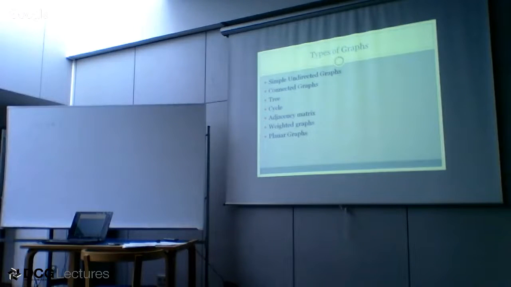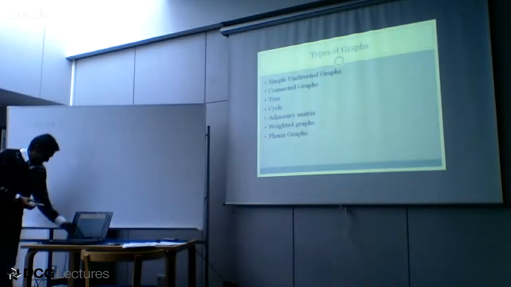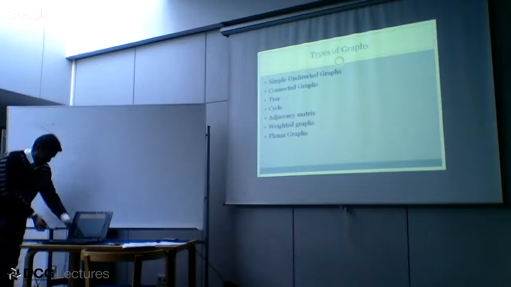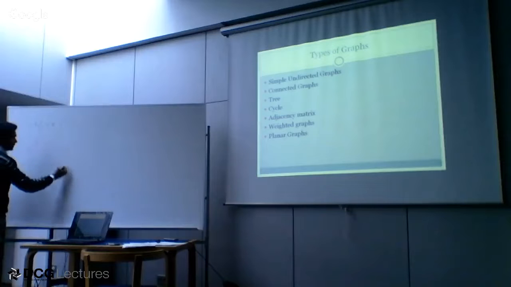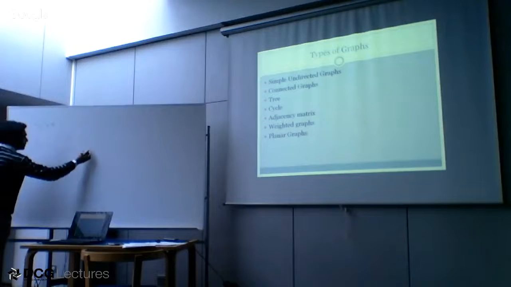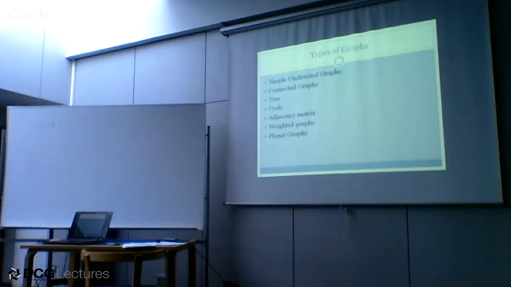Or a cycle. So in a graph, every closed path is called a cycle. For example, if I draw some graph like this, so this is a cycle of length 4, because there are 4 edges and we start from here and we can end up here. So it's a closed path.